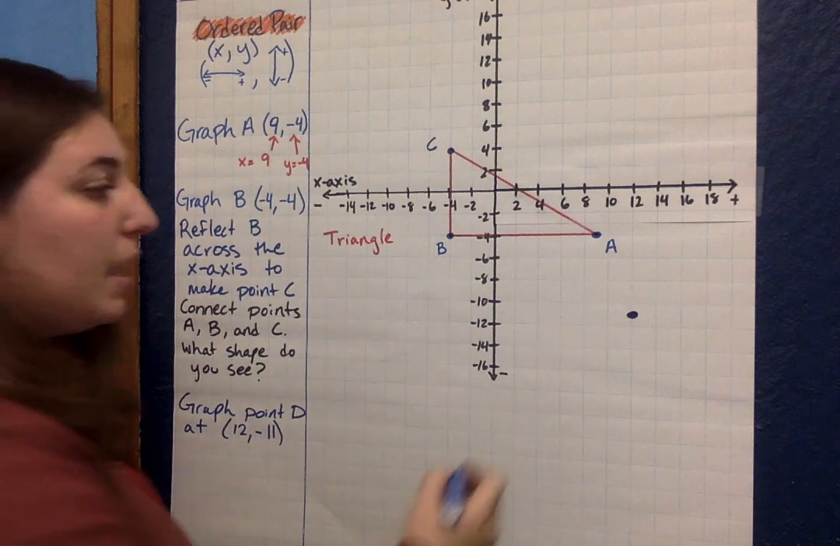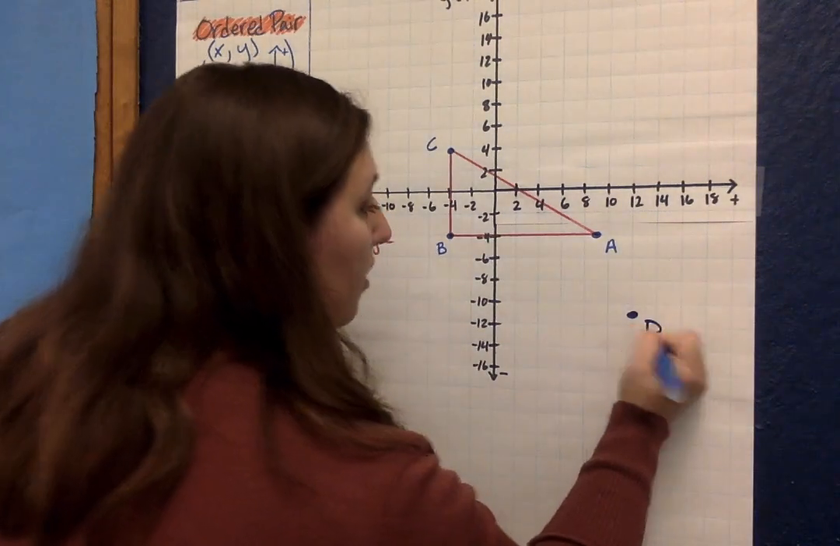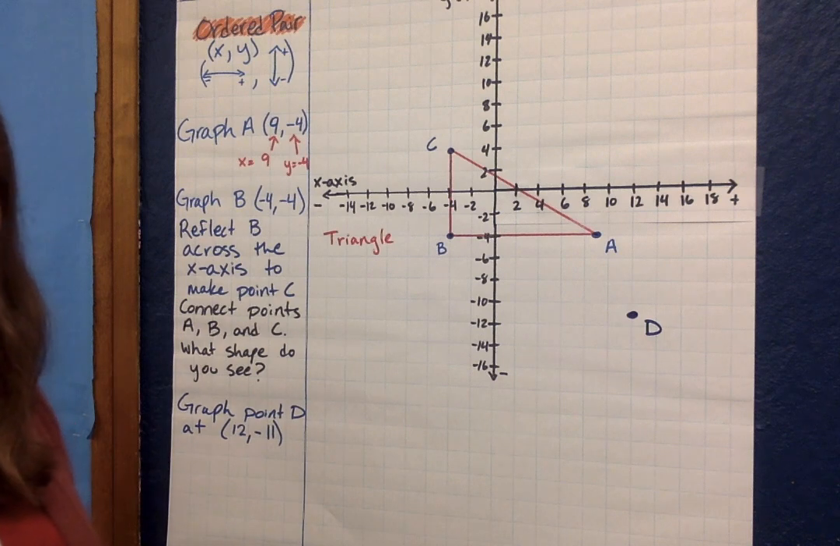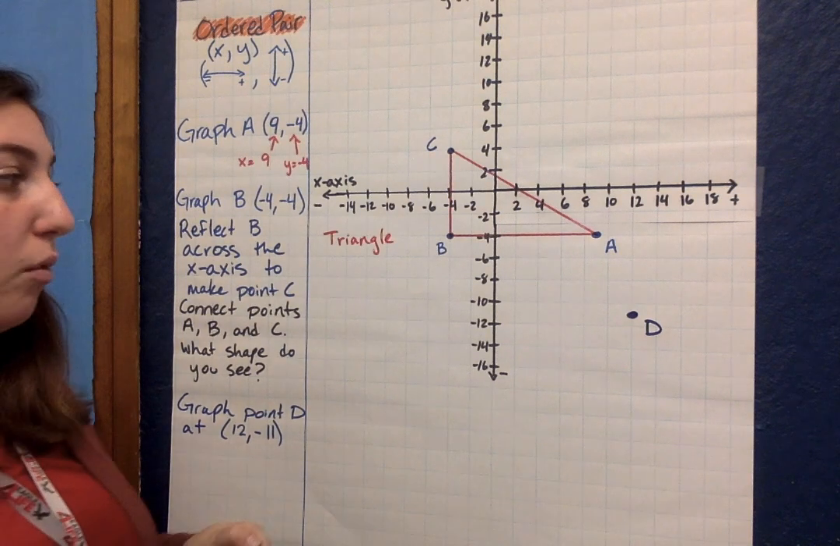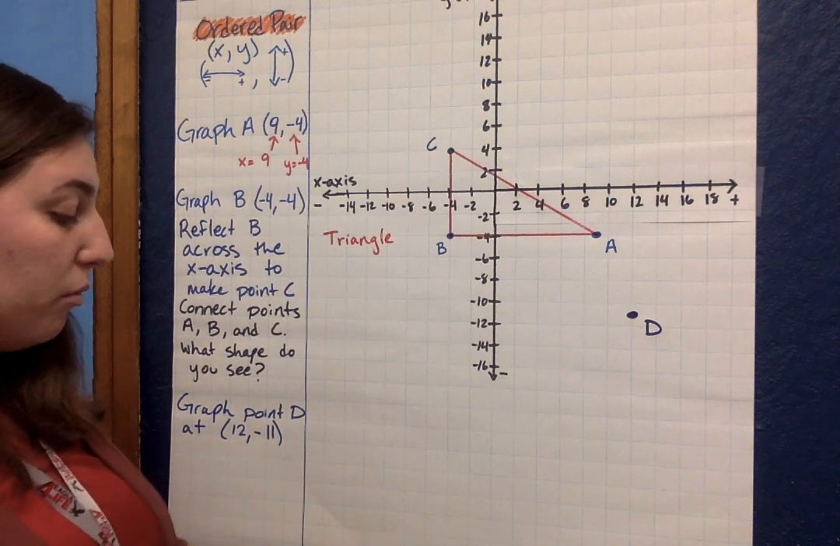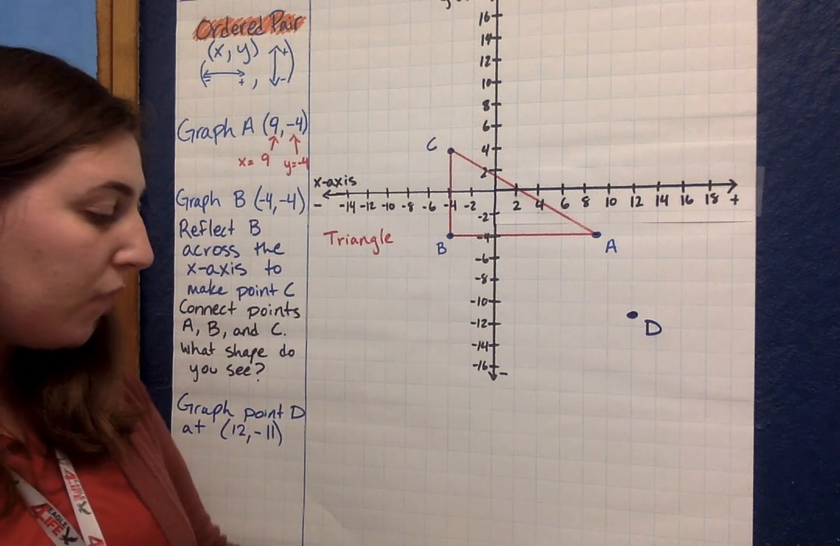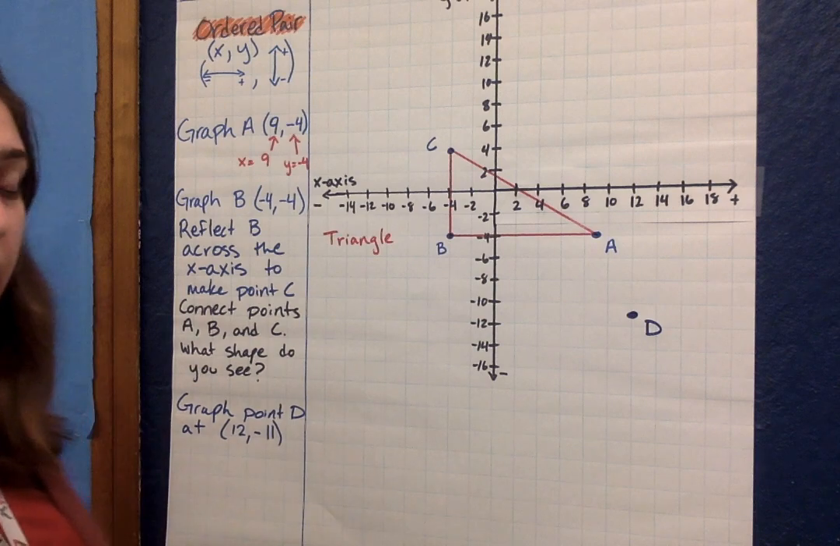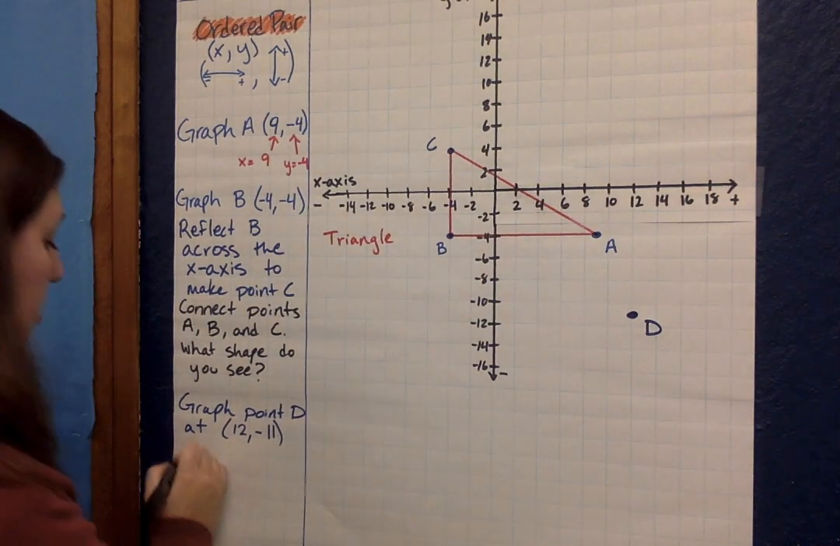Okay, so that's my point D. I'm going to label that. And now I also want to graph, we're going to make a reflective point again. So we are going to reflect D across the y-axis to make F.